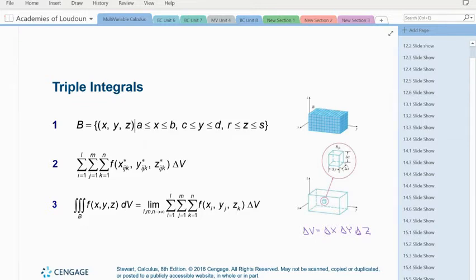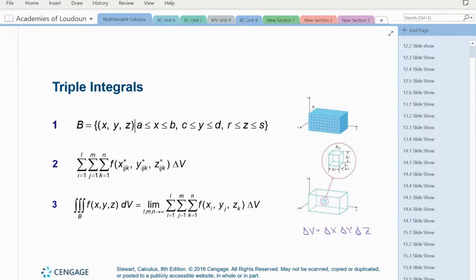And then the triple integral of f over the box B is given as equation 3, provided that the limit exists. And again, the triple integral always exists if f is continuous. We can choose the sample point to be any point in the subbox, but if we choose it to be the point x sub i, y sub j, z sub k, we get the expression as shown in equation 3.